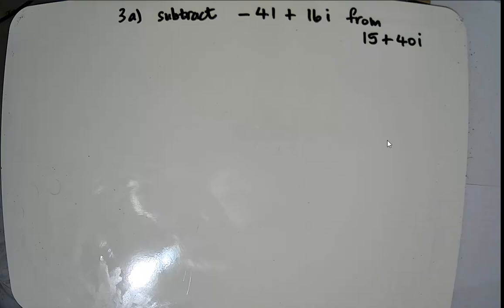In this video, we are looking at subtraction. 3a. Subtract negative 41 plus 61i from 15 plus 40i. 15 plus 40i will have to be first. Subtract all that you see.